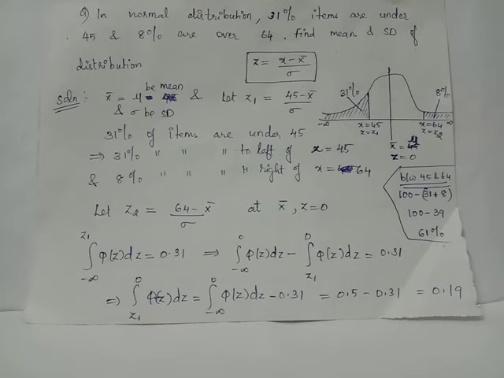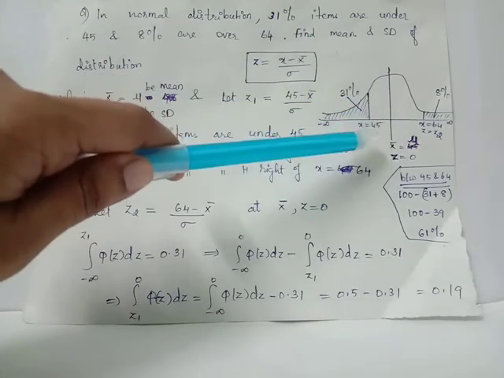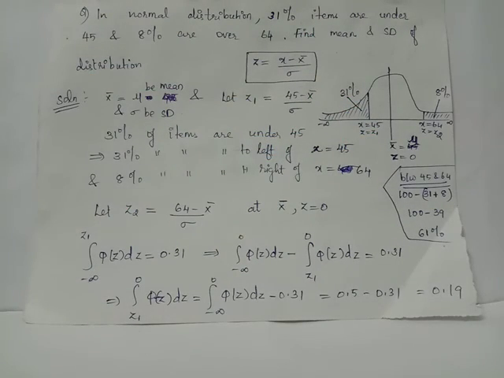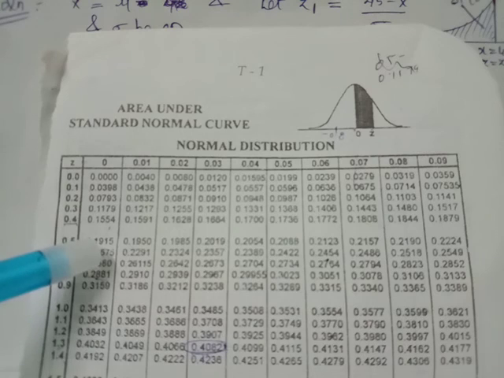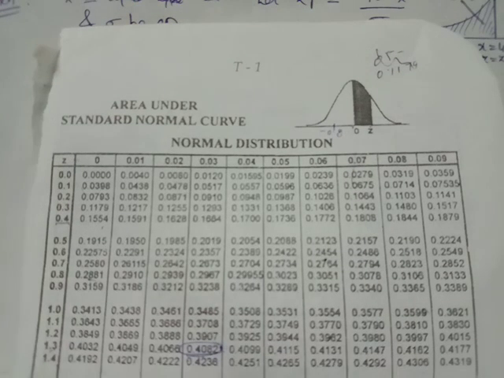So 0.19 is the probability value for the integral from z1 to 0 of φ(z) dz. Notice that the shaded region, from z1 to 0, is to the left of the axis of symmetry. Therefore, to the value of z1 you have to assign a negative sign. The probability value 0.19 lies here. Therefore, the value of z equals z1 is 0.5. Since z1 lies to the left of the axis of symmetry, we have z1 equals negative 0.5.